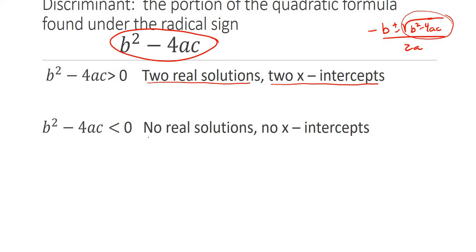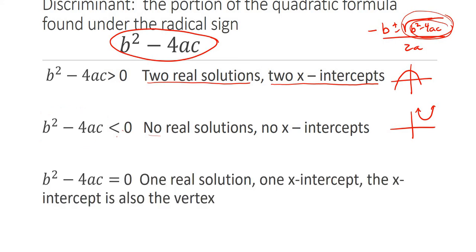If b squared minus 4ac is less than 0, there are no real solutions and no x-intercepts. So again, two x-intercepts would be something that looked like this. No x-intercepts would not cross the x-axis. If the discriminant is negative, I cannot take the square root of a negative number, so I don't get any solutions for this second scenario.